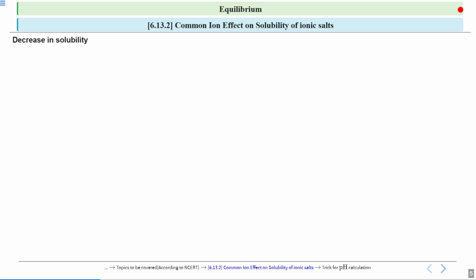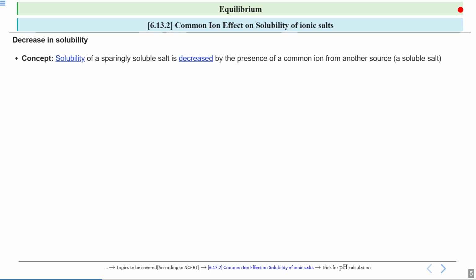Now, it is generally seen that the solubility of ionic salts decreases due to the common ion effect. We can explain this on the basis of Le Chatelier's principle. So first of all, the concept says that if you have a sparingly soluble salt and you add a common ion, common with respect to the sparingly soluble salt, then there will be an increase in the product concentration. Therefore, the reaction will go in the backward direction, and this whole thing will happen due to Le Chatelier's principle. As a result, we will see that the solubility of the salt is decreased.